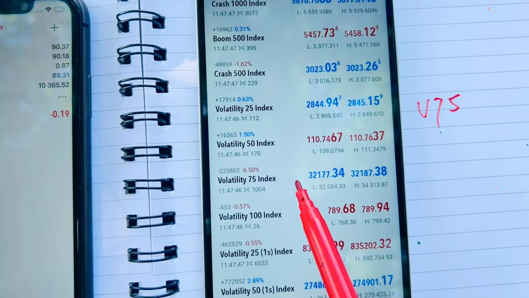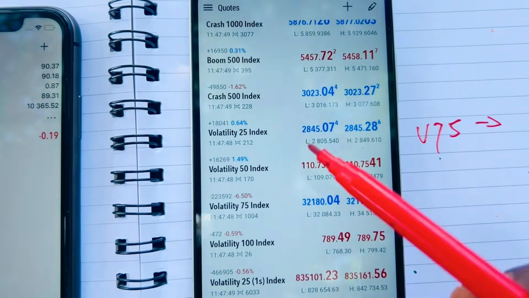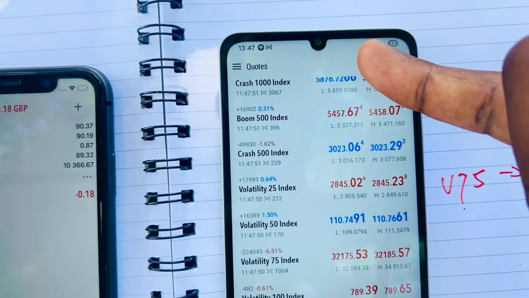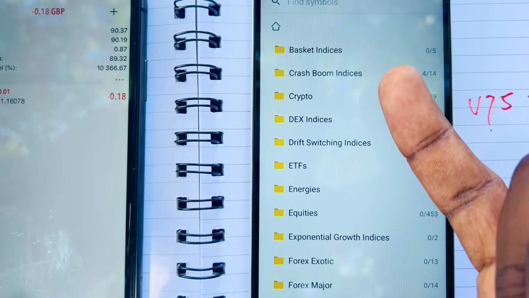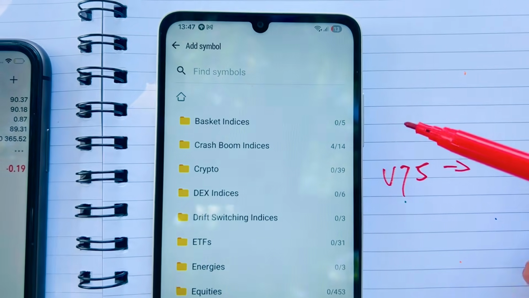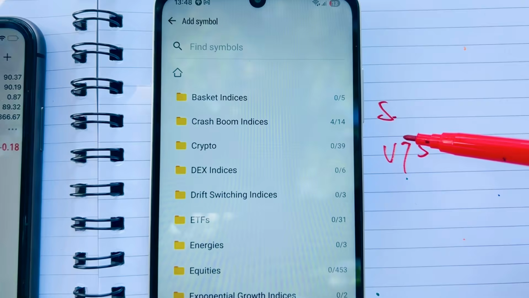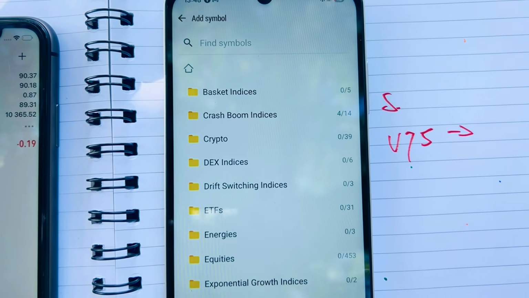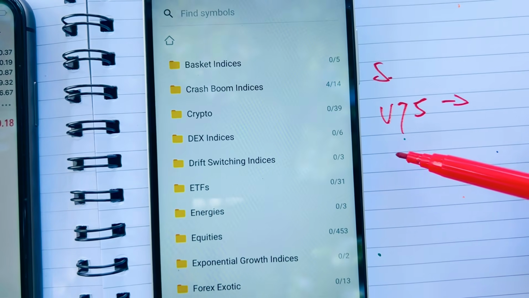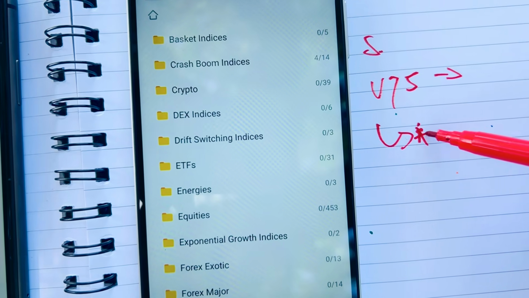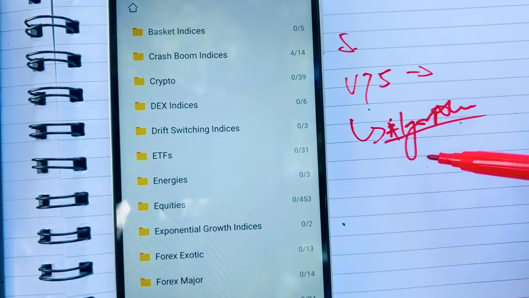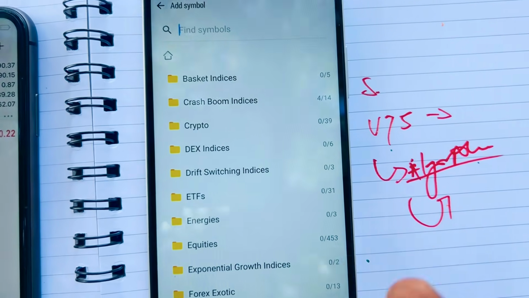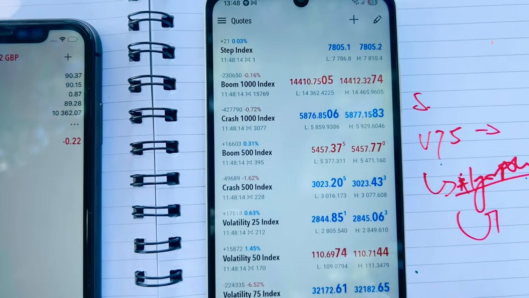This asset that I mostly trade, V75, and all these assets that you see. If I press the plus icon here, you will see these folders: crash, boom, indices. These are synthetic indexes, so they are artificial. They are moved by algorithm. These are calculations, and these assets move at a constant rate.